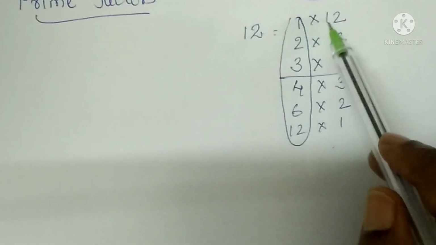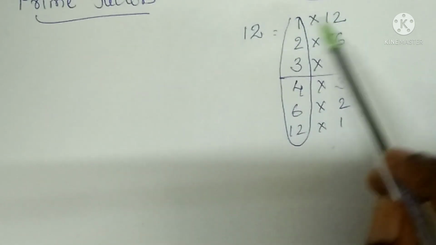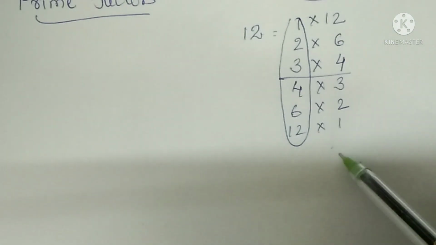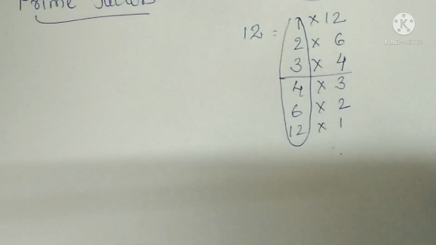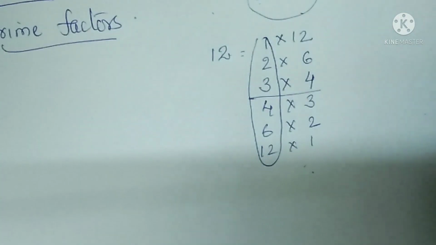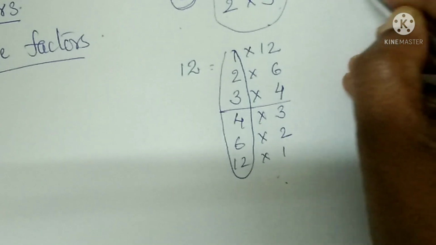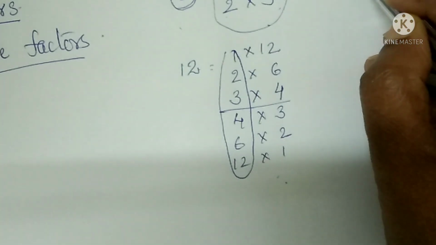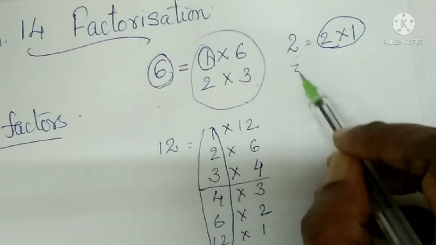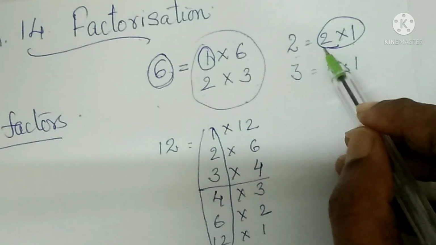That means some numbers can be written in different ways as the product of their factors. But there are some numbers which can be written only in one way, and they are called prime numbers. If you take 2, it can be written as 2 into 1. It has only 2 factors. Similarly, 3 can be written as 3 into 1 or 1 into 3, but the factors remain the same.